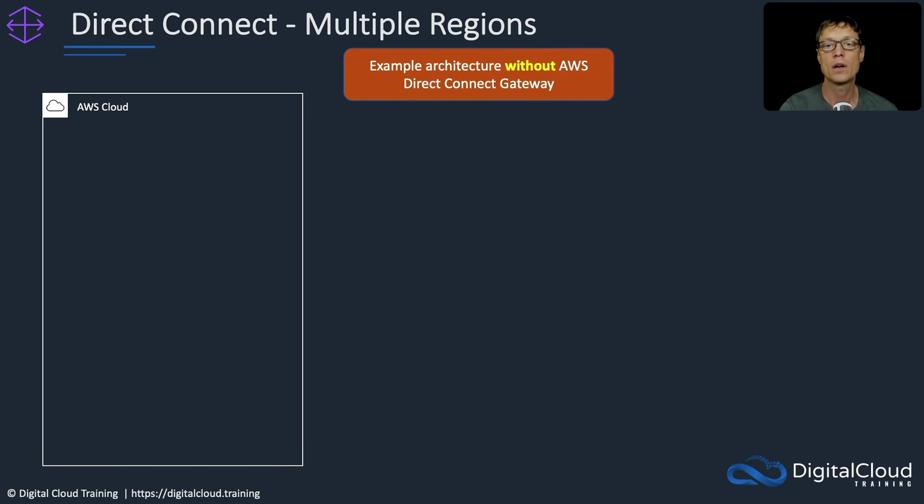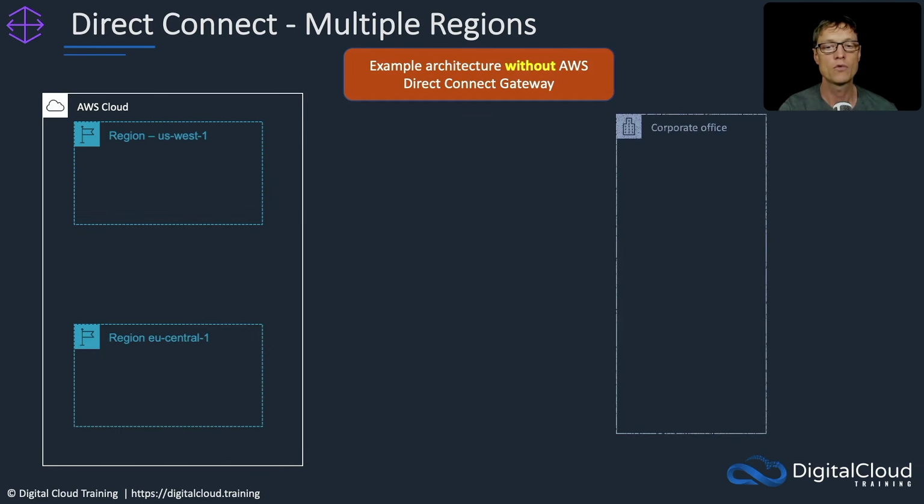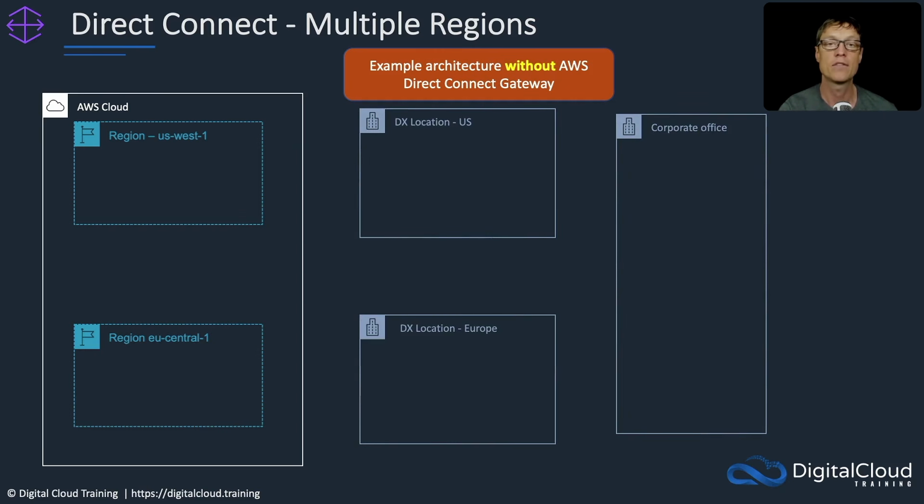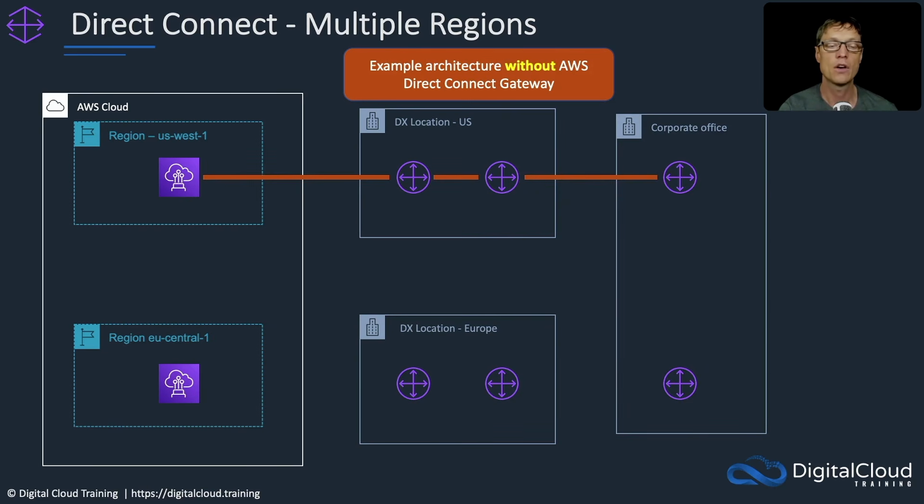So here's an example architecture where we're not using Direct Connect Gateway. Now we have multiple regions and we have an office and we have multiple DX locations in different parts of the world. And what we're doing is we're connecting each of those regions to a DX location that's close to that region and then into a corporate office. And we're doing the same in the EU Central 1 region at the bottom here as we are in US West 1. So this company now has multiple locations where they then have connections into AWS using DX.